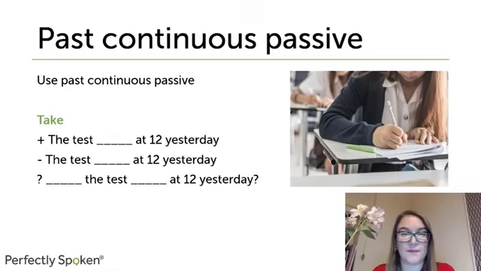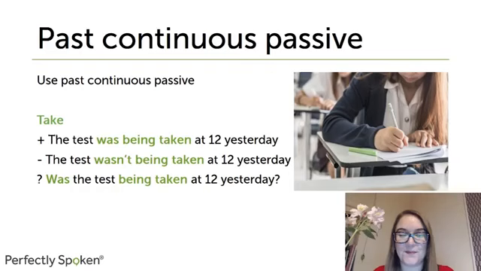Good. Now it's your turn to practice. Again, I will give you the verb to use, so you just need to make 3 sentences. Using the verb take and the past continuous passive, can you make 3 sentences? Positive: the test at 12 yesterday. Negative: the test at 12 yesterday. And question: the test at 12 yesterday. Pause the slide and write down your 3 answers.